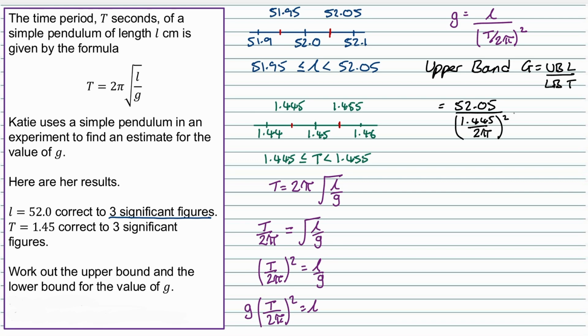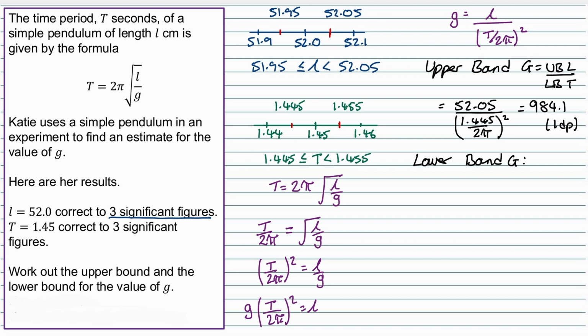Now we can work this out on our calculators. When we do that, we get 984.1 to 1 dp. Now do you want to try and work out the lower bound? Think about how that might be the opposite of what we have here. Again, you can pause the video and come back when you're ready.